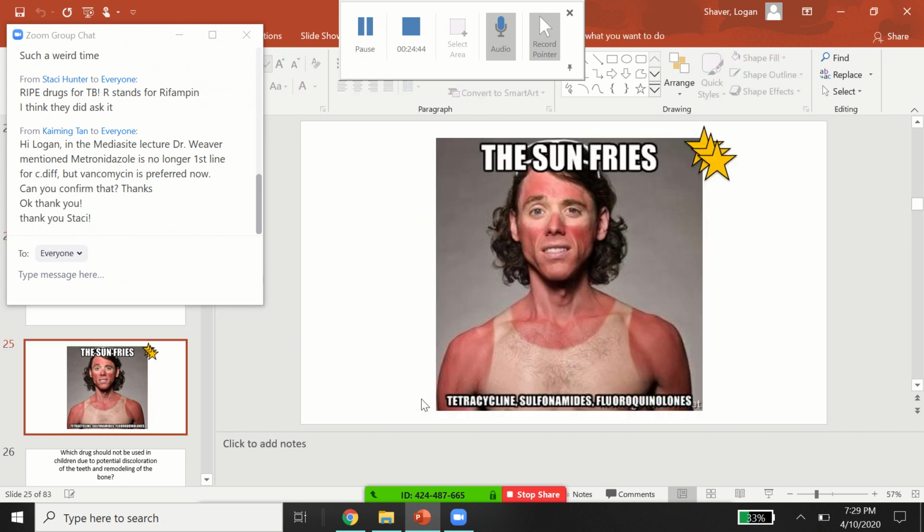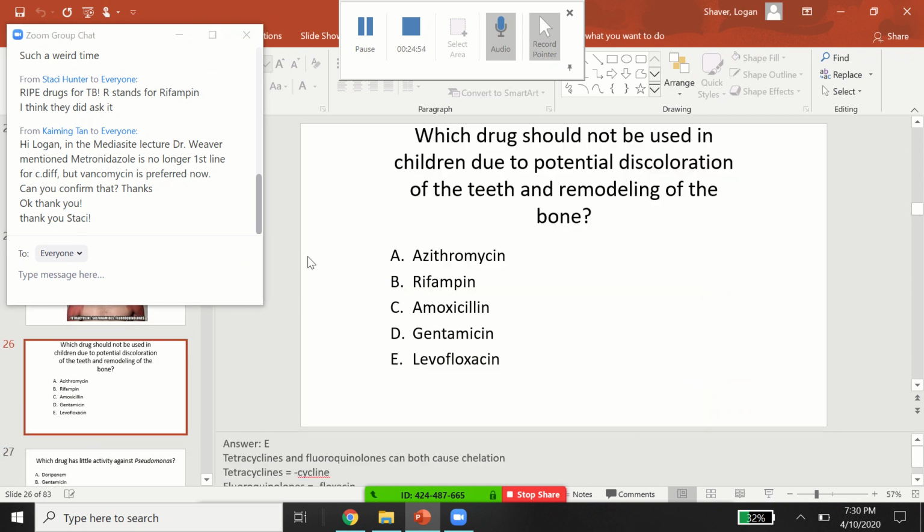But yeah, I would say pretty high yield for sure. I think we might have had at least one question pertaining to this, just the photosensitivity in general.